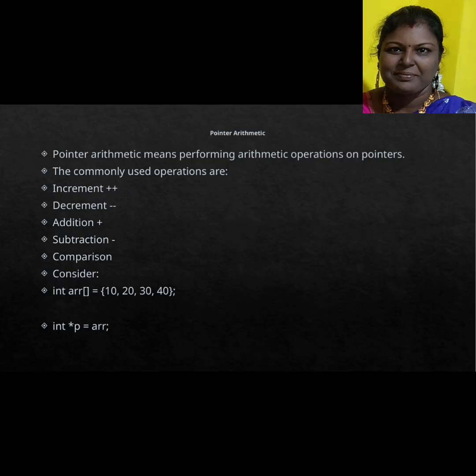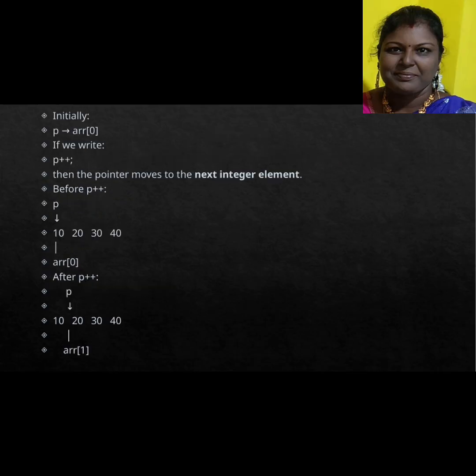Let's look at what happens when we work with pointers and arrays. Initially, the pointer p points to the first element of the array, arr[0]. When we write p++, we're telling the pointer to move forward by one element. So, before p++, p points to the value 10. After p++, it points to the next element, which is 20. This simple increment moves the pointer along the array, stepping through each element one by one.